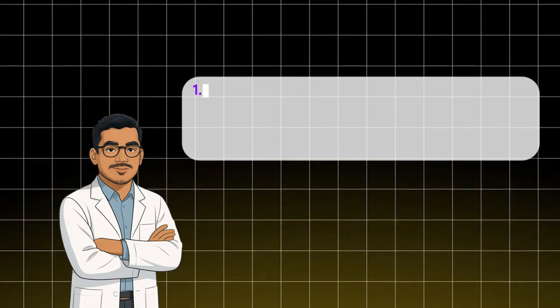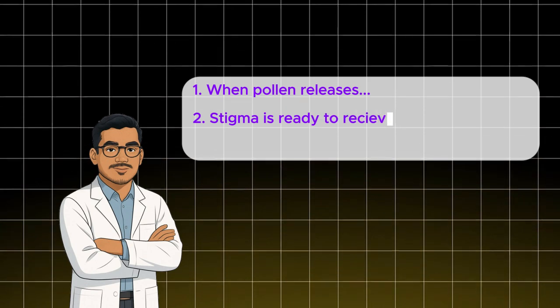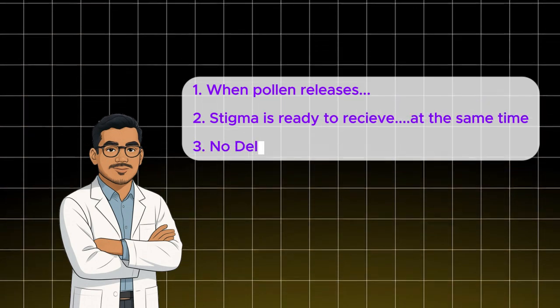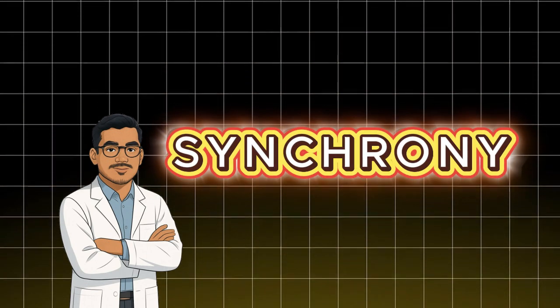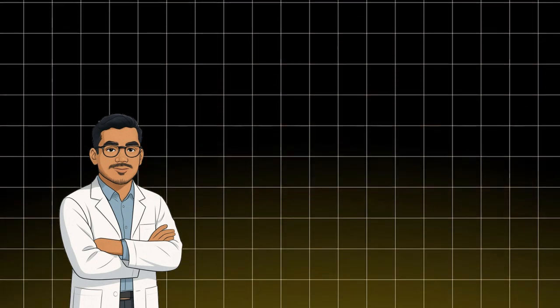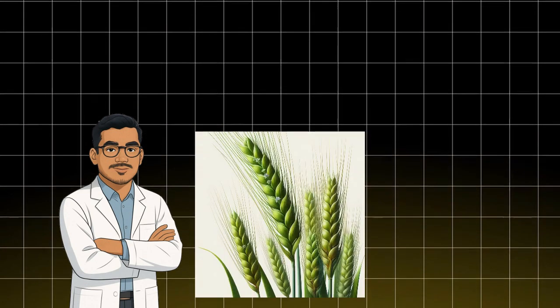अब ये synchrony है क्या? Synchrony is nothing but जब pollen grains release होंगे from the anther and to land on the stigma it should be ready to receive the pollen grain at the same time. मतलब कि there should be no delay. Both the processes should happen at the same time. They both should have the perfect timing. इसी को synchrony कहते हैं. There are different examples जिसमें autogamy happens, जैसे कि pea plants, rice, wheat, etc.